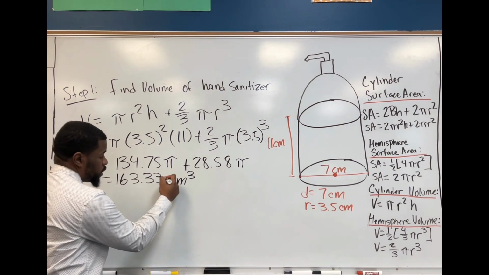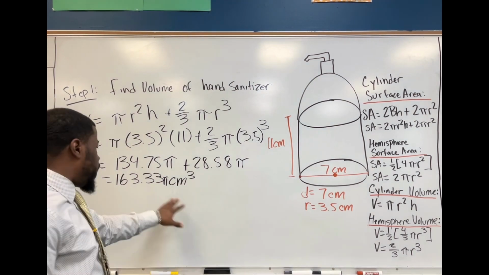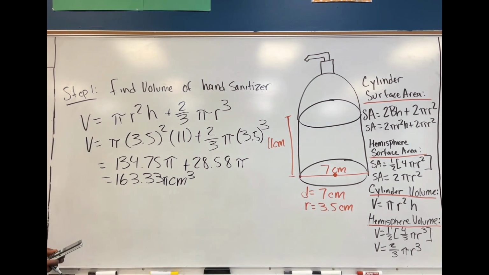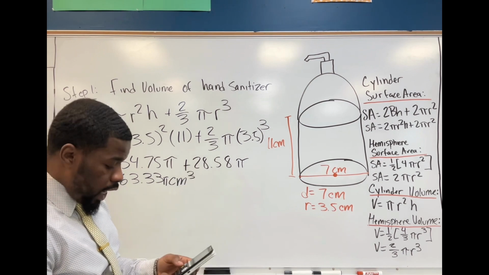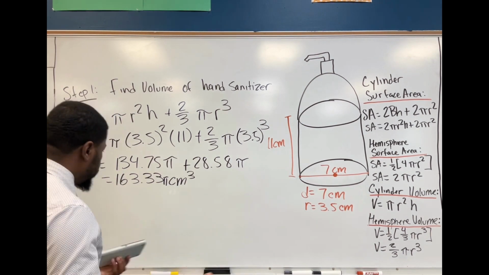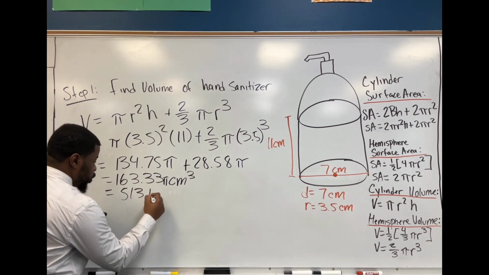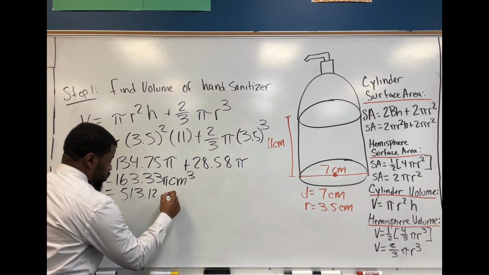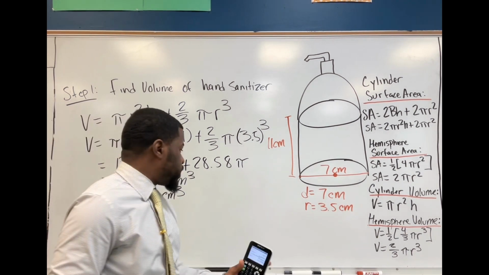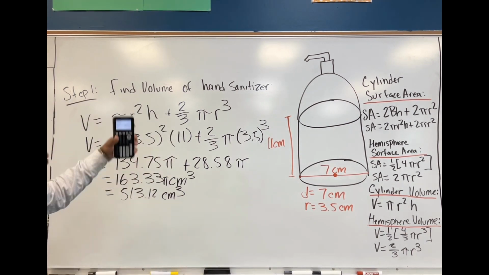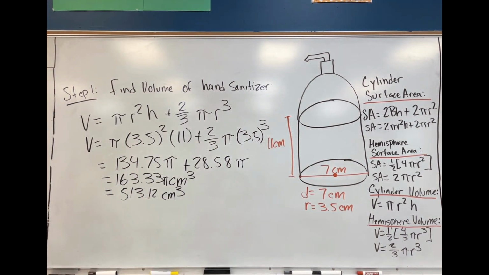I forgot to include pi. So this is our answer. If you choose to simplify it with pi, you can. So I'm going to simplify it with pi. We use 163.33 times pi to determine our solution. Our final solution will be 513.12 centimeters cubed. So you want to identify what the answer is. The volume of this whole entire hand sanitizer is 513.12 centimeters cubed.